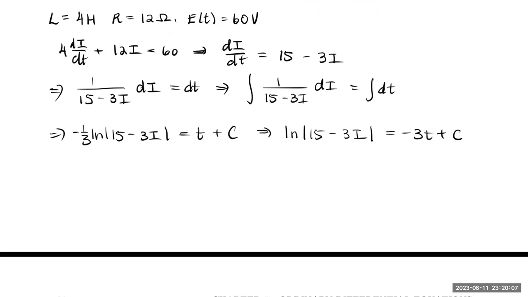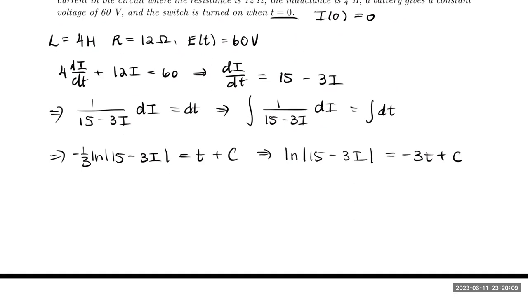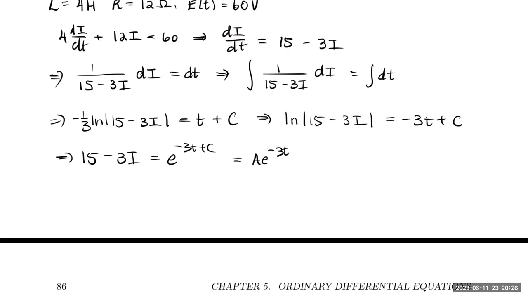Then I take e to the power of both sides. I will then get 15 - 3i is equal to e to the power of negative 3t plus c, but I could also write this as a e^(-3t). So solving for i now, I get i equal to 5 minus a divided by 3 e to the power of negative 3t.